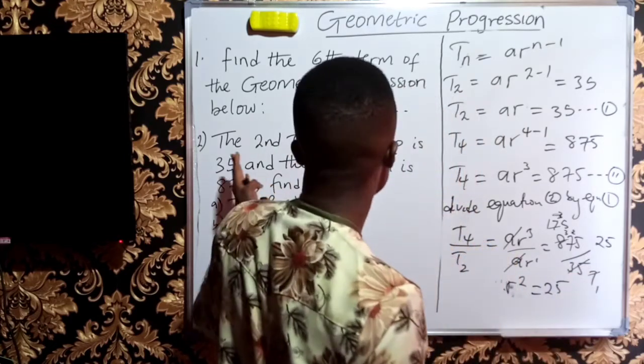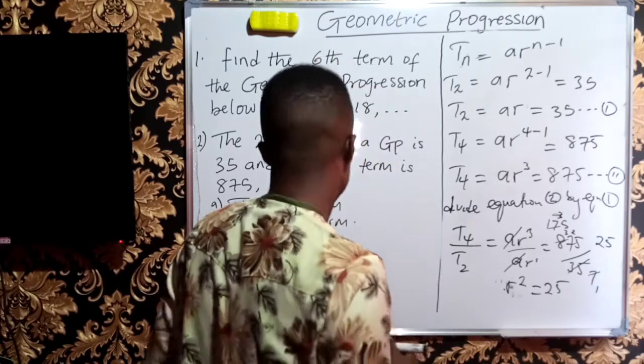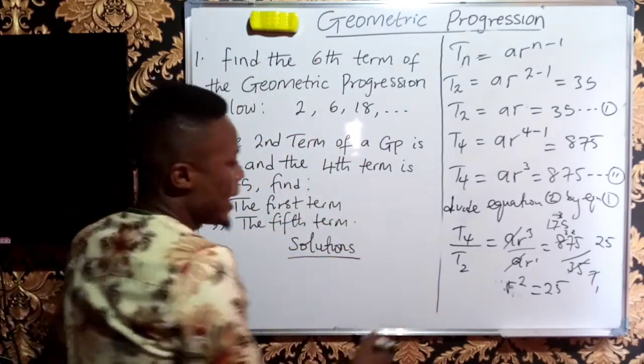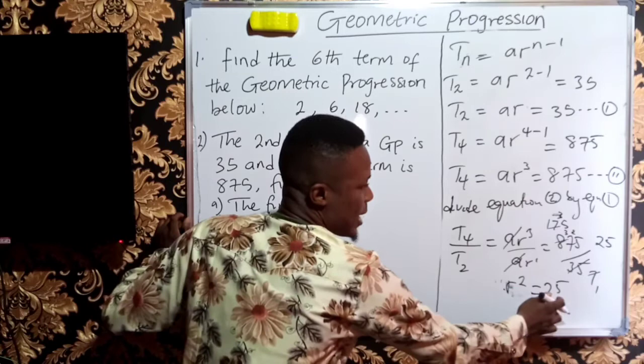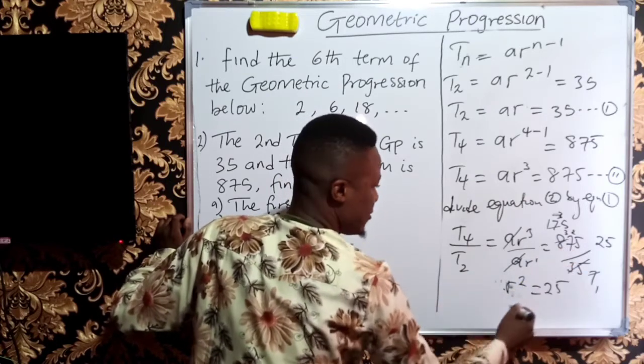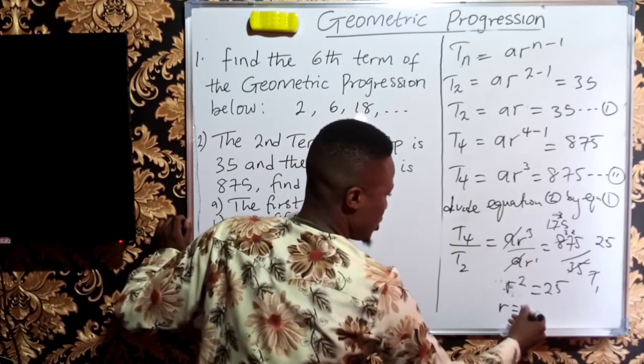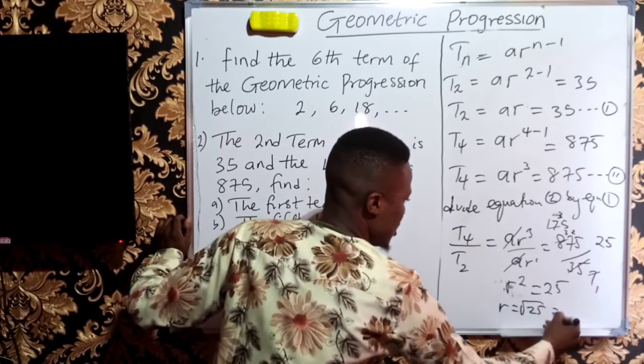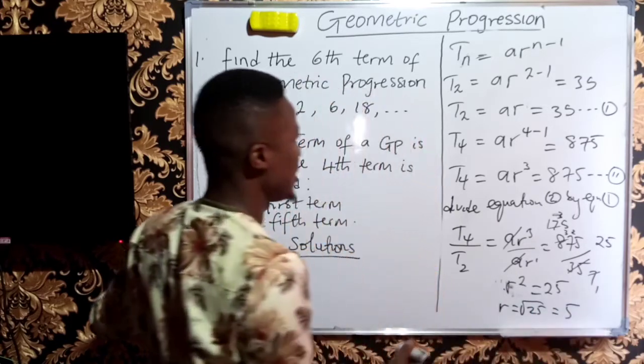So let me clean this side and complete this question. Okay, I can complete it here. So I have here that R squared is 25 after dividing 875 by 35. Now R will just be the square root of 25, and the square root of 25 will give us 5.